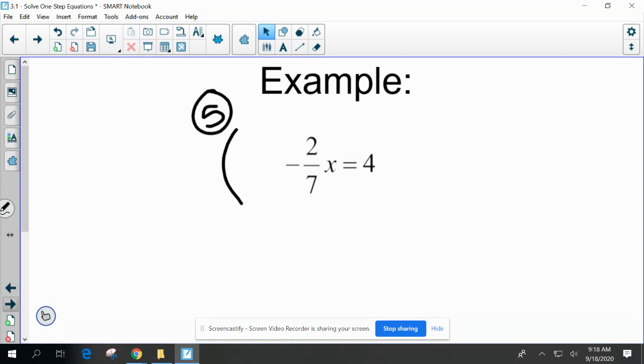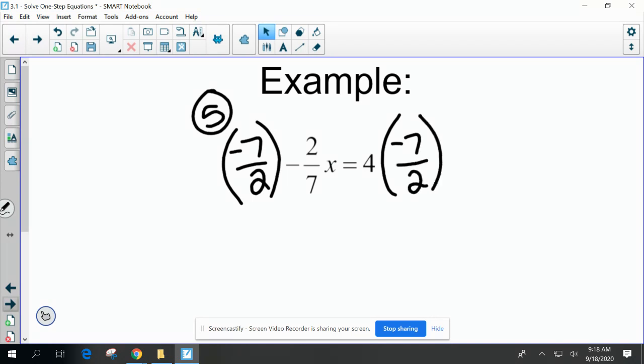So I'm going to change it to negative 7/2, and I'm going to multiply on both sides. And that'll get rid of my fraction. So I'm going to have x equals, and then 4 times negative 7/2. Which is what? Negative 14?